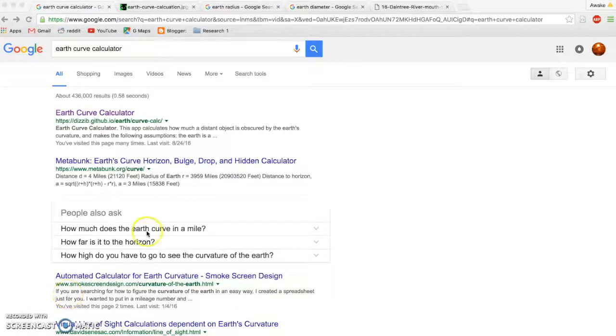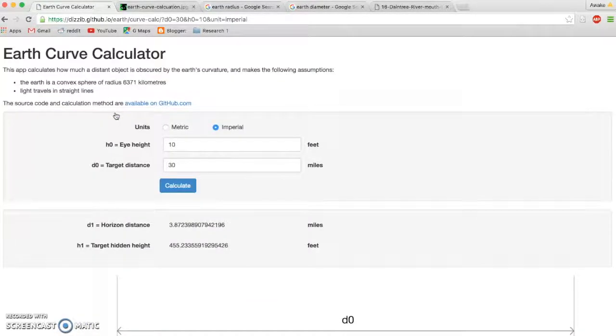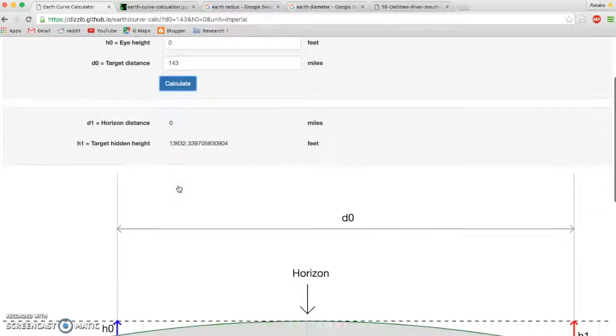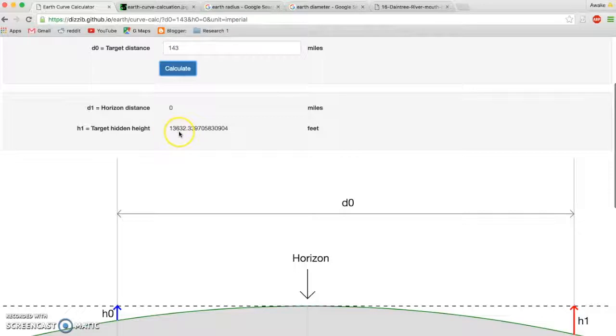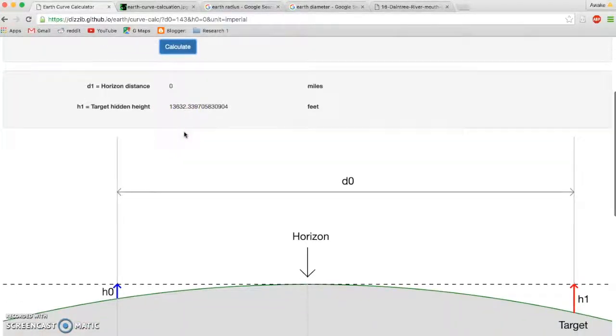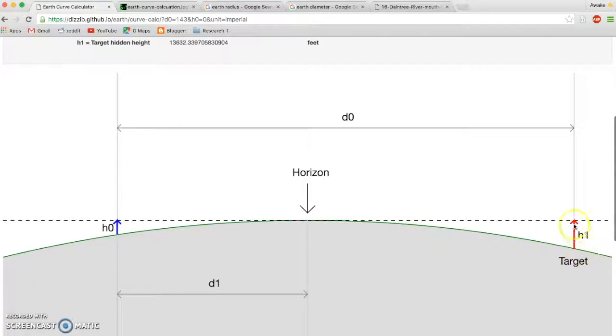So those numbers come from here. So we're back at the Earth curve calculator. We're going to check this out. We're going to set our eye height to 0, because we're looking at this from where the water of the river enters the Gulf, right down there at sea level. And the distance from the mouth of the river to my house in a straight line is 143 miles. So what that gives us is 13,632 feet of curvature.